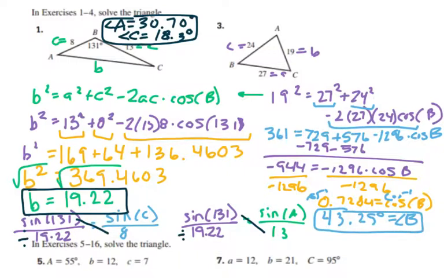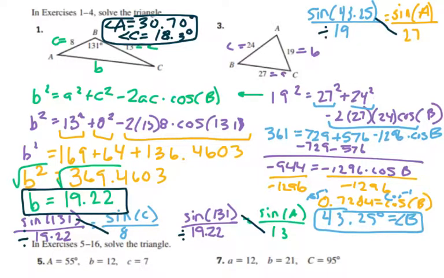Alright, and so how do we find angle A, for instance? Well, now that we know what angle B is, we can set up sine of 43.25 over the B length, which is 19, and set that equal to sine of A over the A value, which is 27. So we cross multiply and divide by 19.